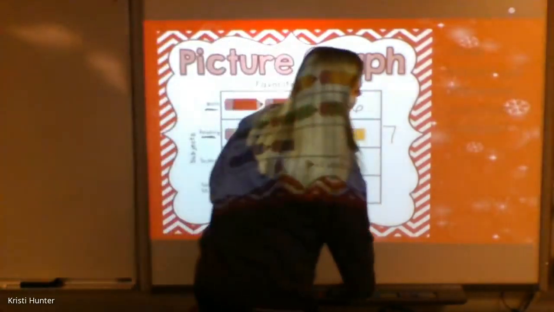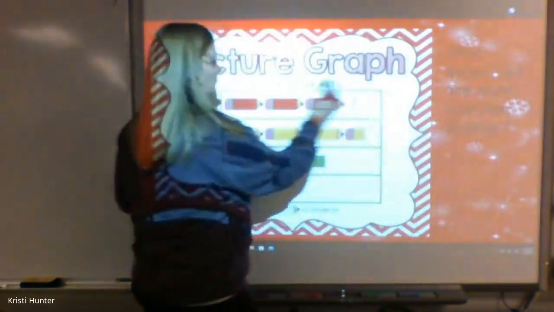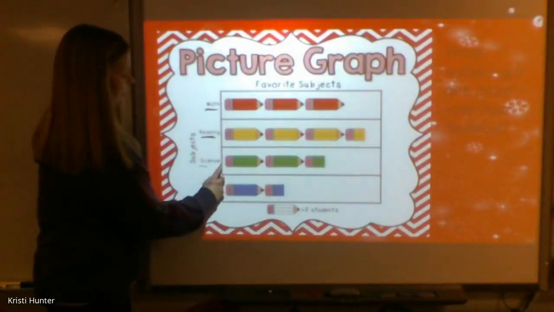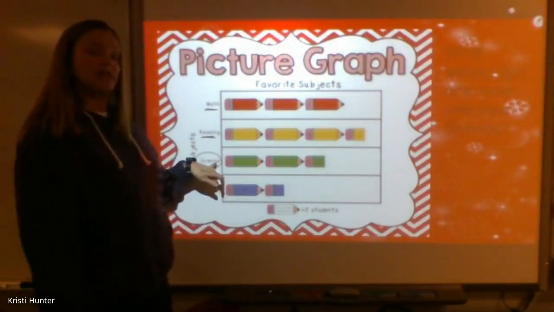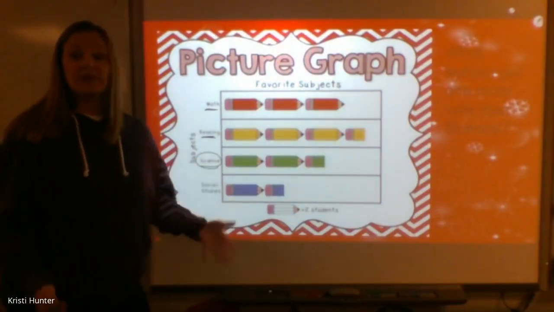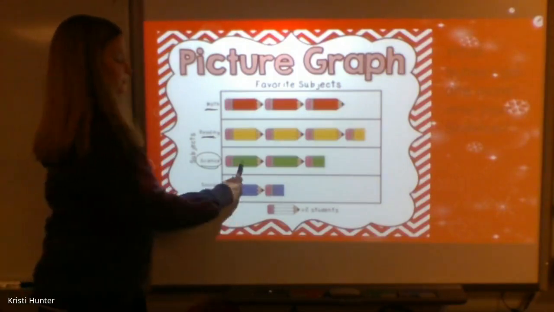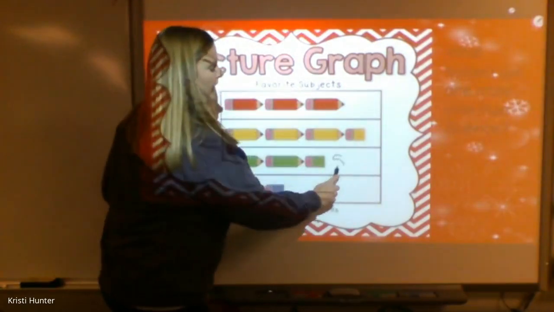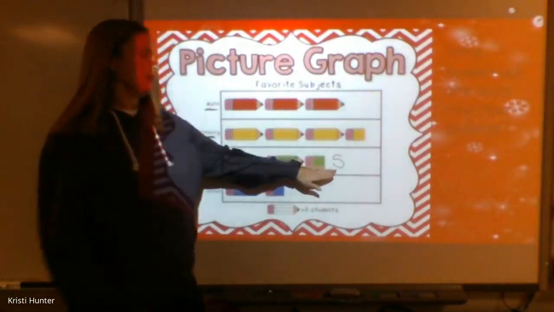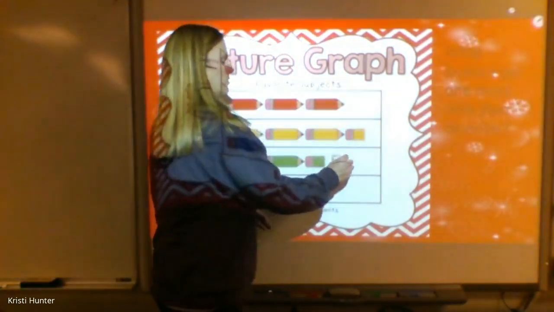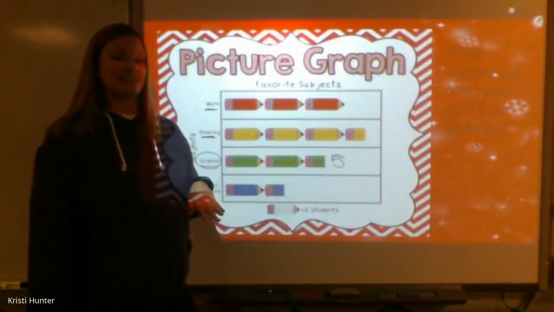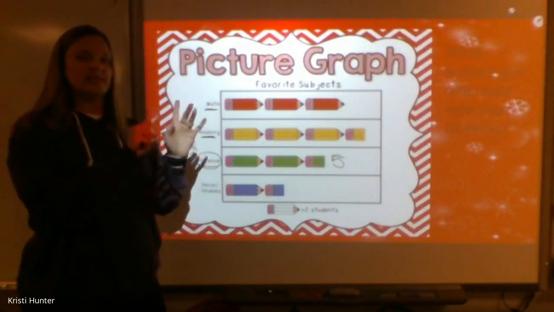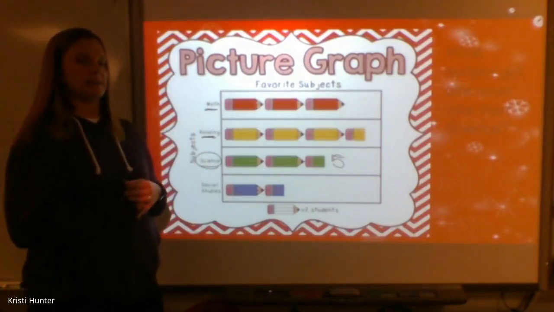How about what subject got 1 more vote than science? So let's find science here. Here's science. Which subject got 1 more vote? Well, first I have to figure out how many votes science got. So I have 2, 4, 1 more makes 5. Well, what's 1 more than 5? 1 more than 5 is 6. So I'm looking for the subject that got 6 votes.